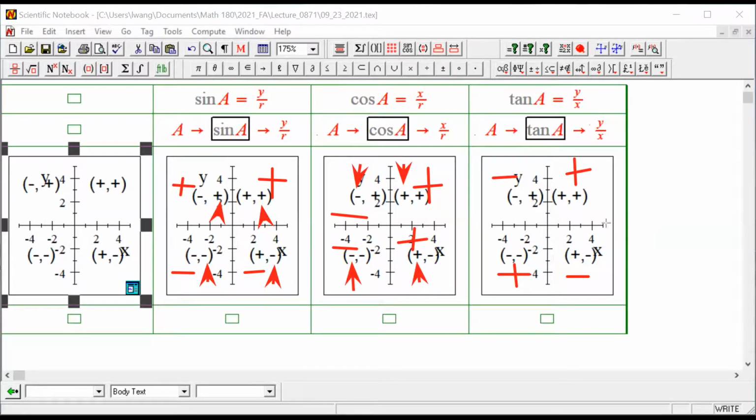Positive divided by positive is positive. Negative divided by positive is negative. Positive divided by negative is negative. Negative divided by negative is positive. Which principle is that? That's right, Kelly. Principle number 6. Right? Isn't that pretty neat?